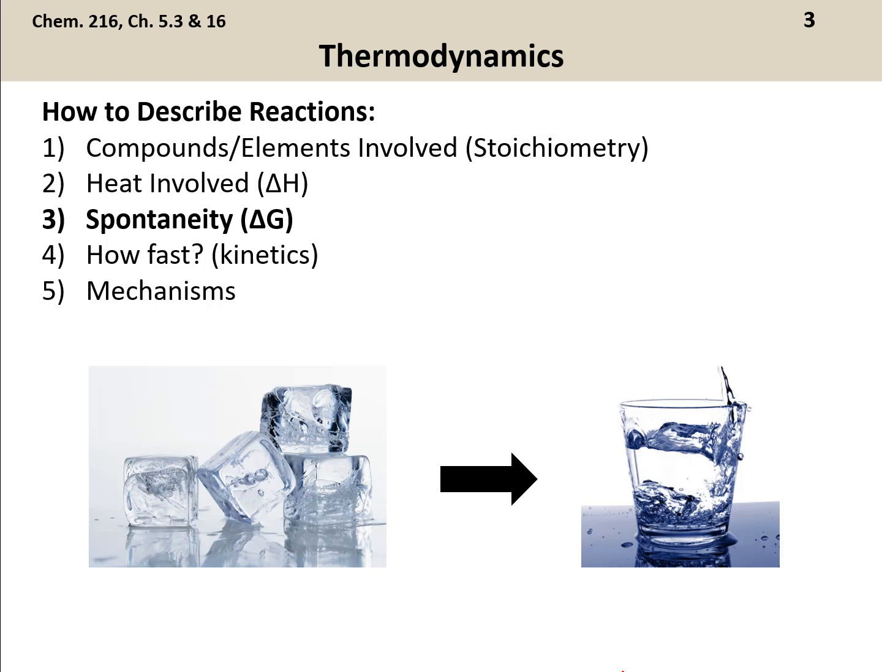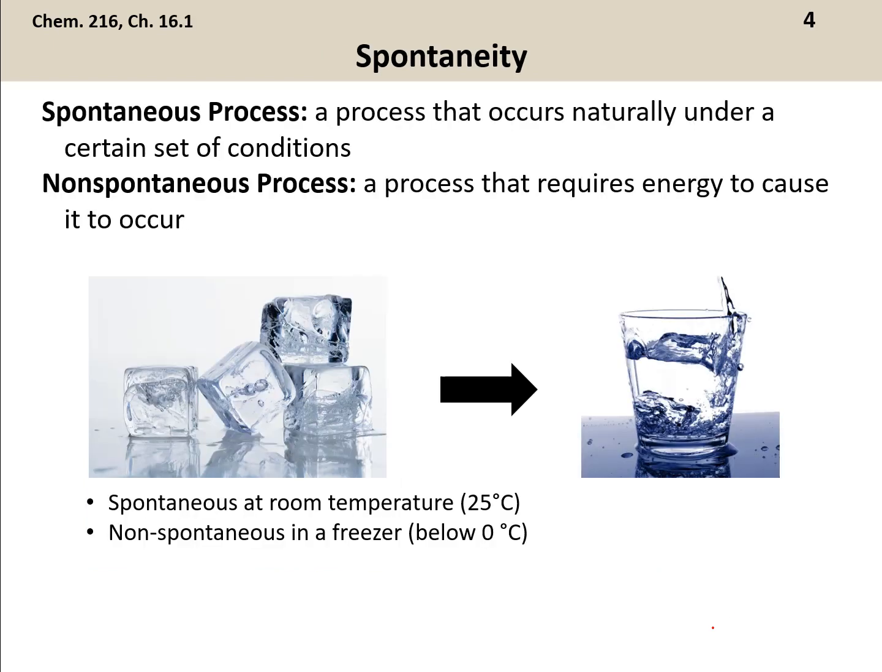Okay, so already we've talked in 215 about compounds and elements involved. That's stoichiometry. Then we talked heat involved. Now we're going to talk about another way to describe reactions, and that's whether this reaction is what we call spontaneous or not. This is in chapter 16, and 16.1 talks about what it means to be spontaneous.